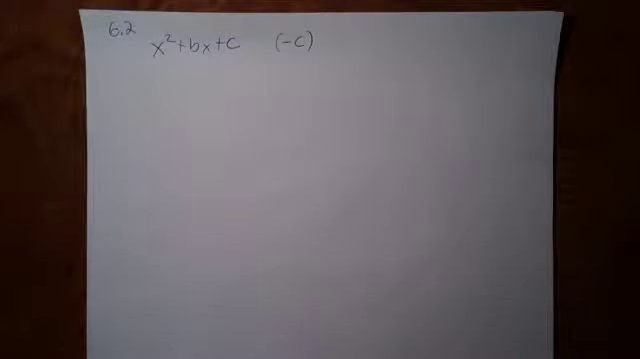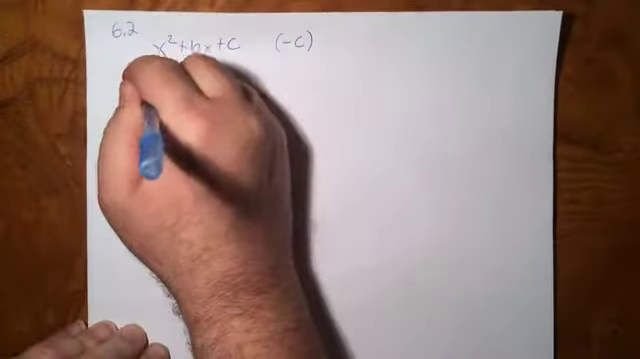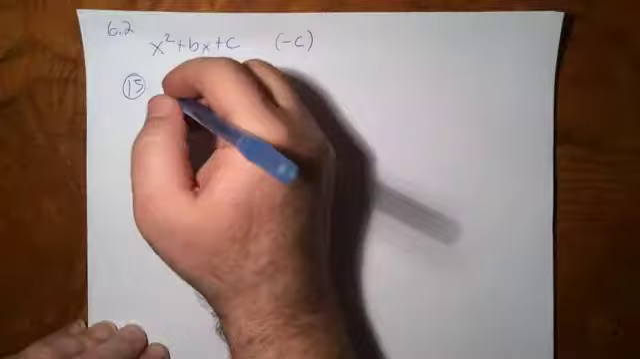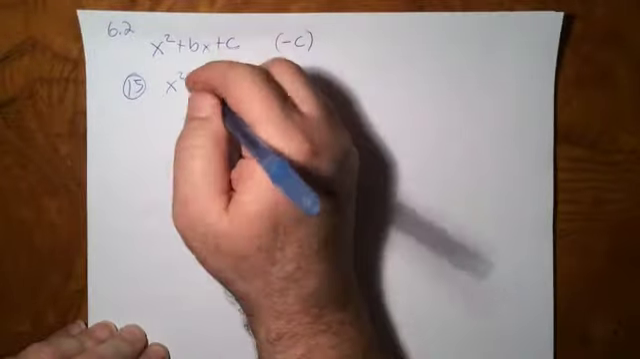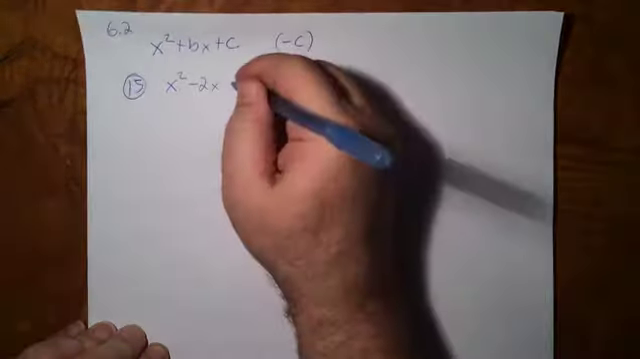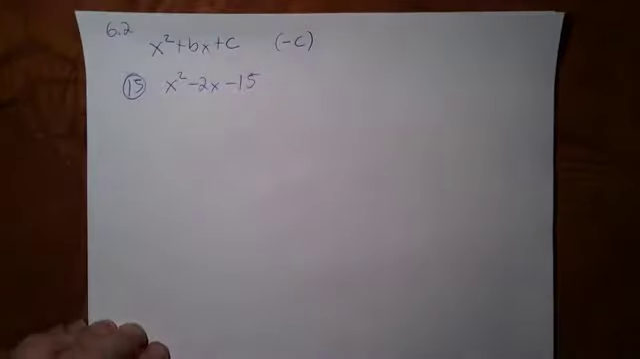These are typically the problems that students have the most difficulty with, even with an a coefficient of 1. So let's go ahead and begin with some basic problems in this. We're going to consider problem 15 from the textbook to first help us out. That'll be x squared minus 2x minus 15.